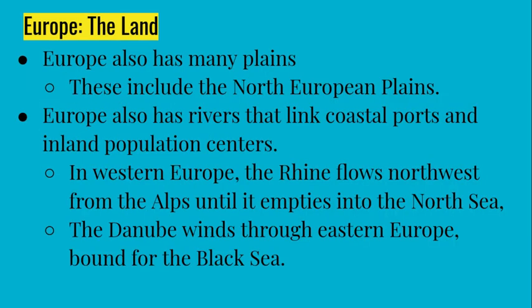Europe also has many plains. So the main plain that we talk about when we're talking about world geography is the North European plain. And Europe also has rivers that link coastal ports and inland population centers. In Western Europe, you have the Rhine, which flows northwest from the Alps until it empties into the North Sea. And then you have the Danube, which winds through Eastern Europe, bound for the Black Sea. So these are main river outlets in Europe.